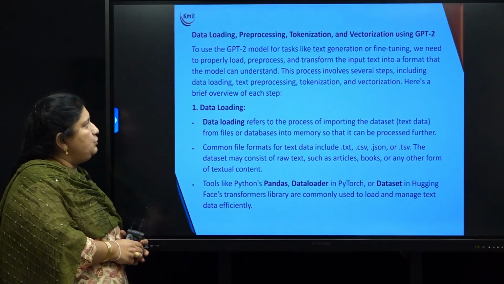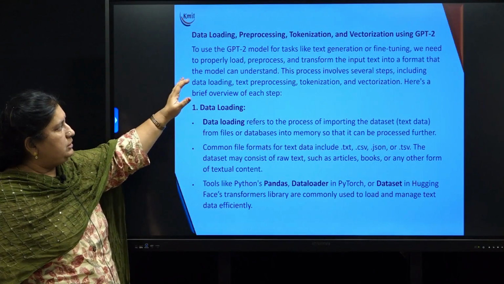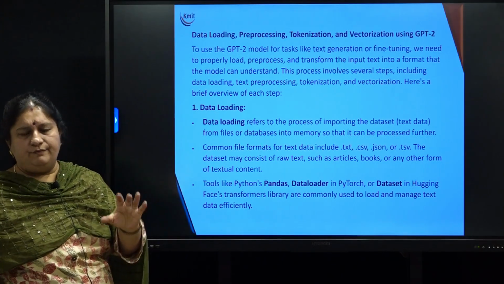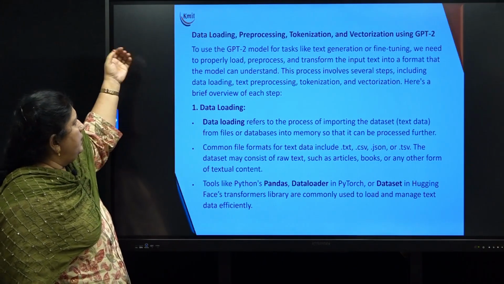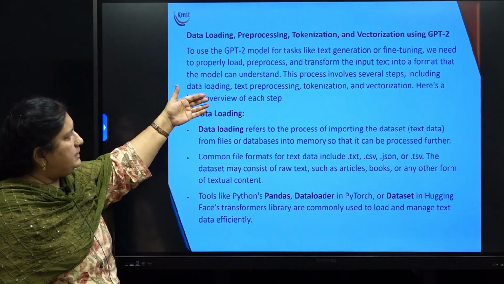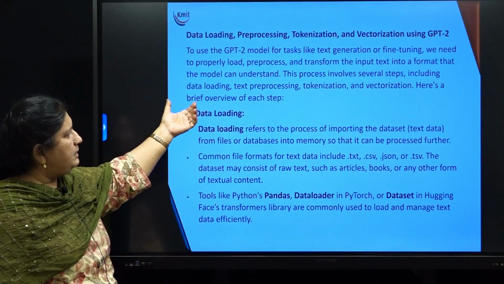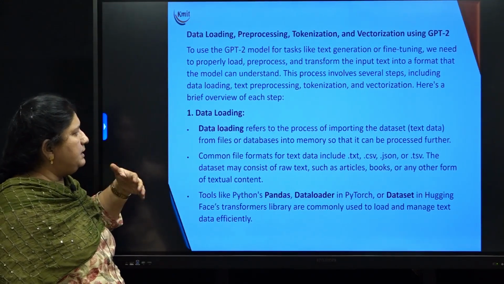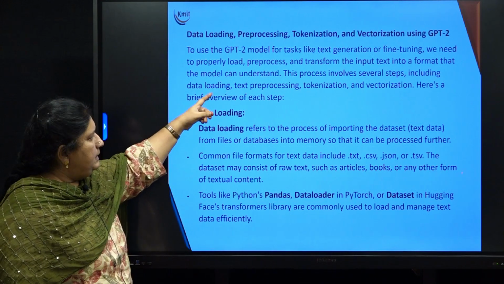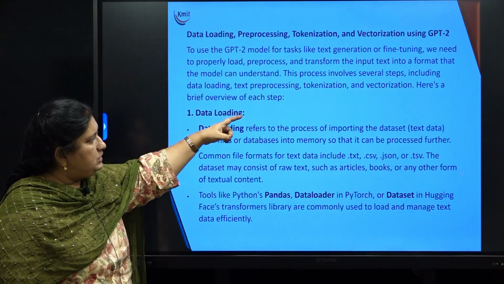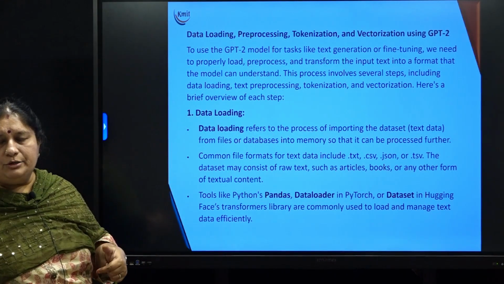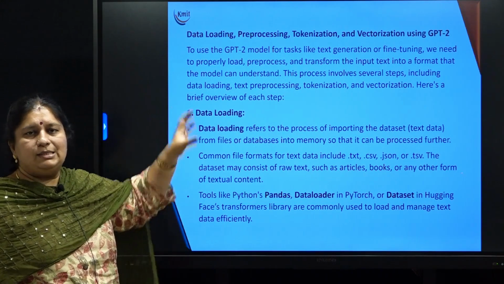Using the GPT-2 model for tasks like text generation or fine tuning is nothing but performing a specific task once we have learnt the language. So we need to properly load the data, pre-process the data, and transform the input text into a format which the model can understand. For doing all these things, the process involves various steps. What are the various steps? Data loading, text pre-processing, tokenization, vectorization. So let us talk about these four processes which the model uses during the various applications.